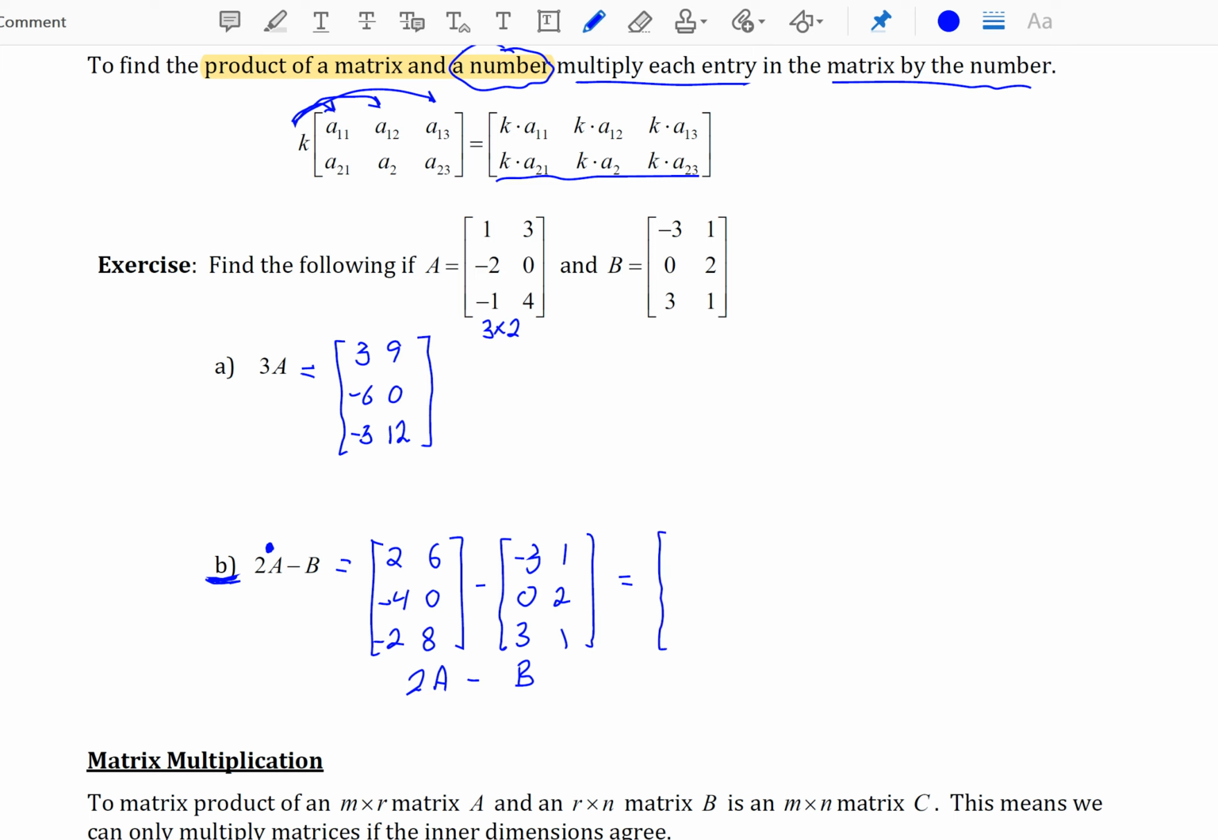So 2A minus B is going to be 2 minus the negative 3. I think that's going to be a 5. 6 minus 1. Negative 4 minus 0. 0 minus 2. Negative 2 minus 3. 8 minus 1. I hope this is the 3 by 2 matrix that you created.